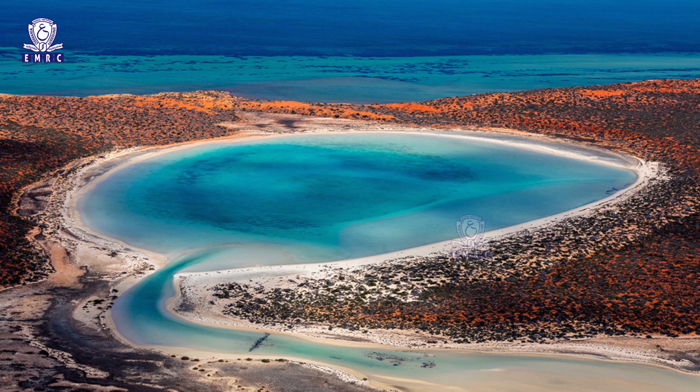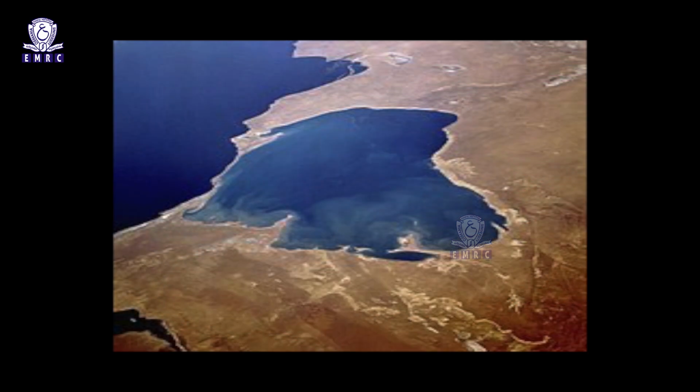Loop. When the opposing currents become more dominant than the littoral currents, the sandy bar or the spit is bent in such a way that the other end is also attached to the mainland or the coast. Thus, it forms a complete loop which encloses the sea water in the form of a lagoon.